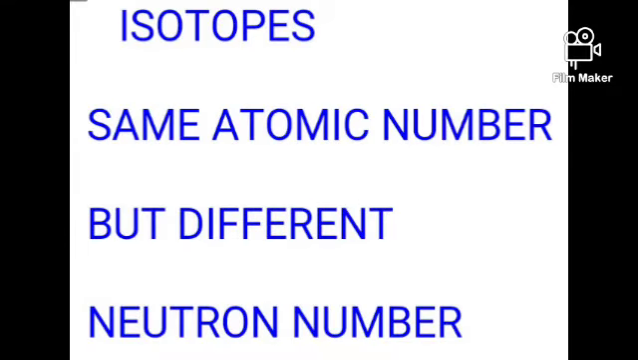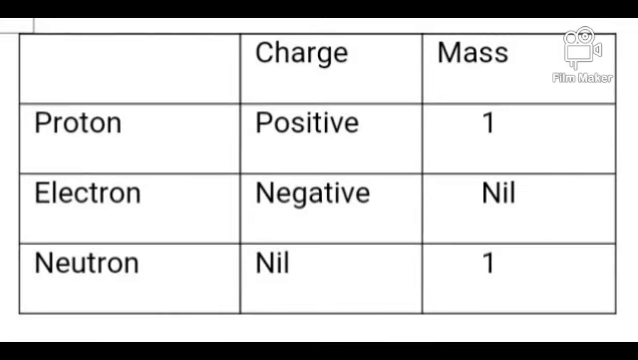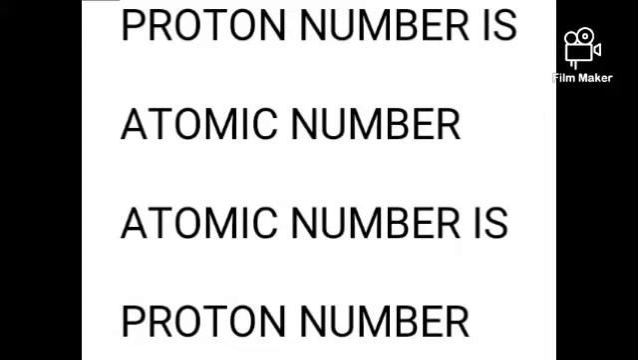And isotopes, of course, we know are atoms that have the same atomic number but different mass numbers. The mass number difference comes from the difference in neutron number. Also, you can see that protons are positively charged with a mass of 1. Electrons are negatively charged with no mass, while neutrons have no charge but have a mass of 1.